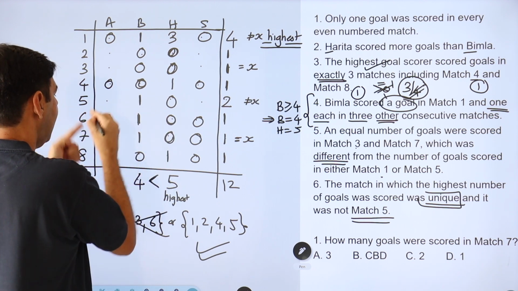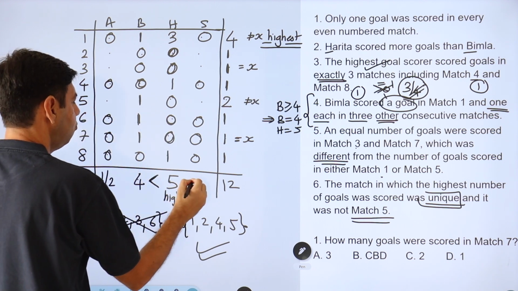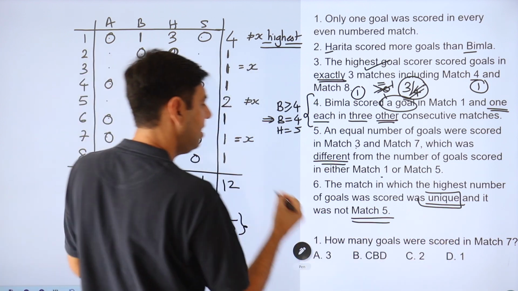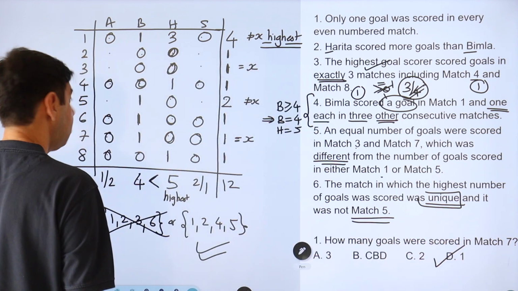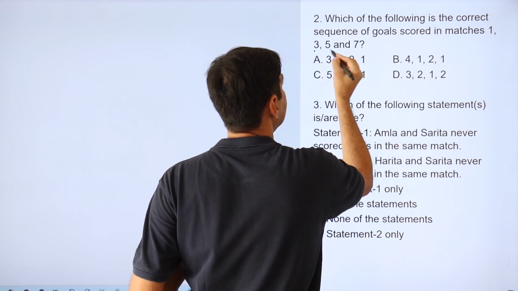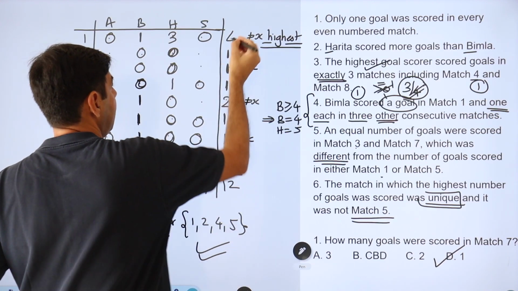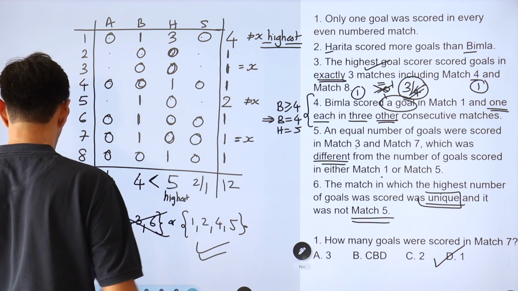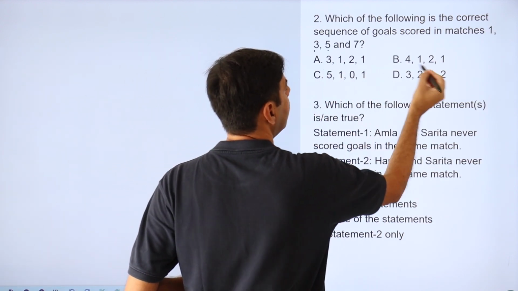One more will go, and that will determine whether this is 1 or a 2, or this is 2 or a 1. That's it. So how many goals were scored in match number 7? In match number 7, 1 goal was scored. Which of the following is the correct sequence of goals scored in 1, 3, 5, 7? The 3 unknown. 4, 1, 2, 1.